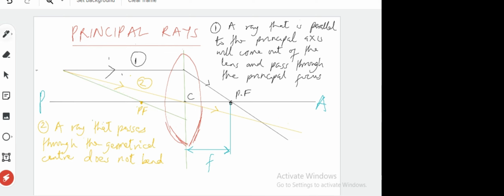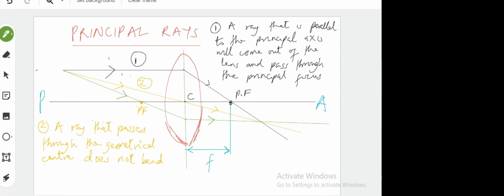So let me complete the line. All right. So Abdul, like I said, the reverse of number one is this. Remember, number one is a ray that is parallel to the principal axis will come out of the lens passing through the principal focus. So it means a ray that passes through the principal focus will come out of the lens parallel to the principal axis. And did I tell you that you only need two principal rays to determine the position?